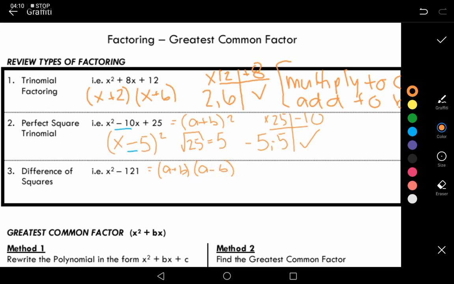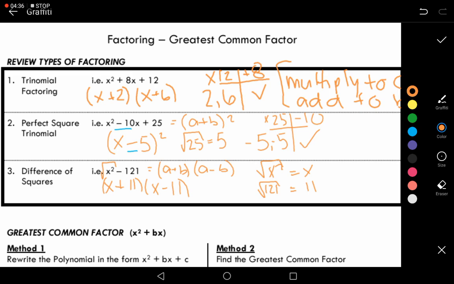To get a, all we have to do is take the square root of x squared, which is x, and the square root of 121, which is 11. So we have x plus 11 and x minus 11. Where did I get those? Square root of x squared is x. Square root of 121 is 11.